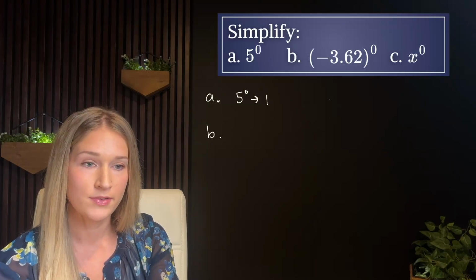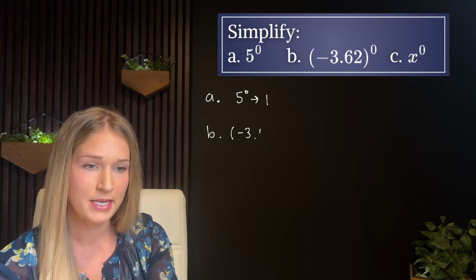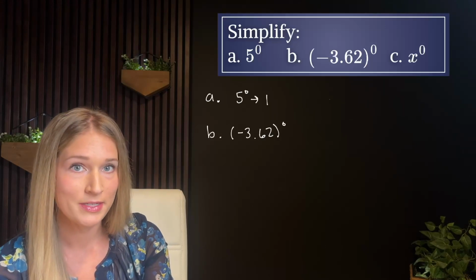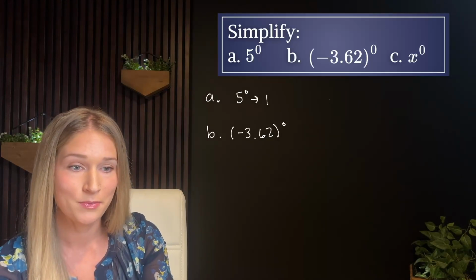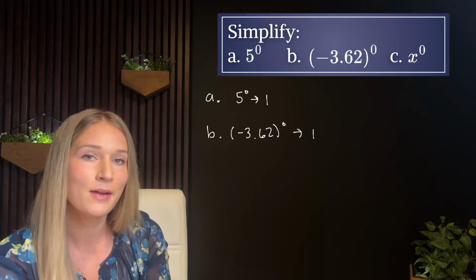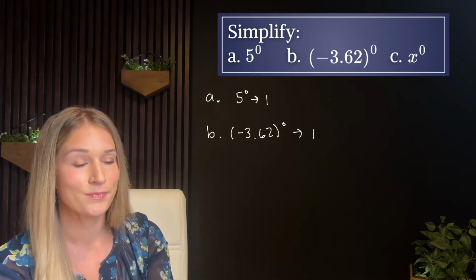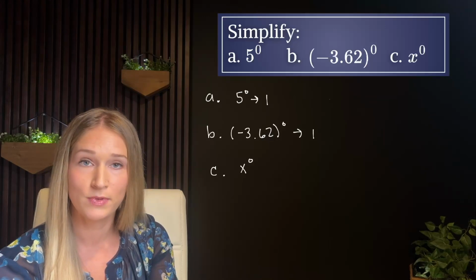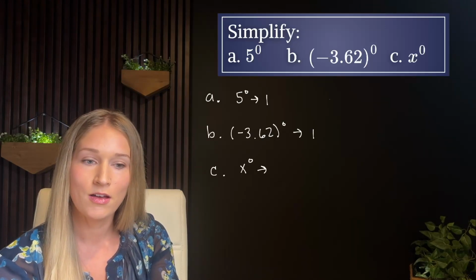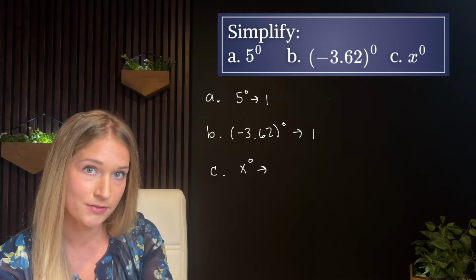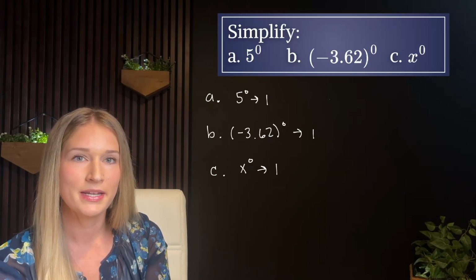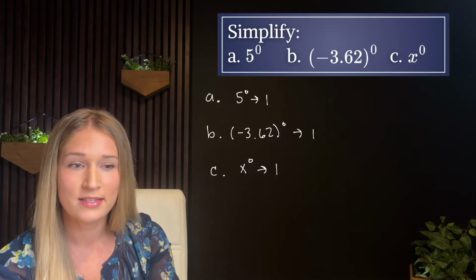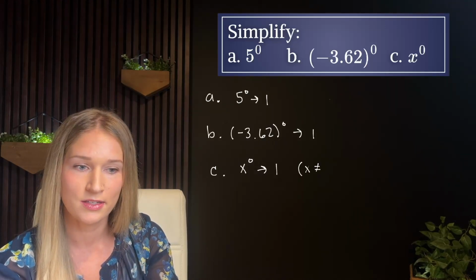For B, I've got a little bit more complicated of a base, but the exponent is still 0. When I have a power of 0, as long as my base is not 0, then we just get 1. I don't care what the base is, as long as it's not 0. So in our last example, this is more of a general form. You've got a base, you're raising it to a power. As long as your base is not 0, then you're going to get 1. But in this situation, I don't know what my base is. So yeah, it'll be 1 as long as x does not equal 0.